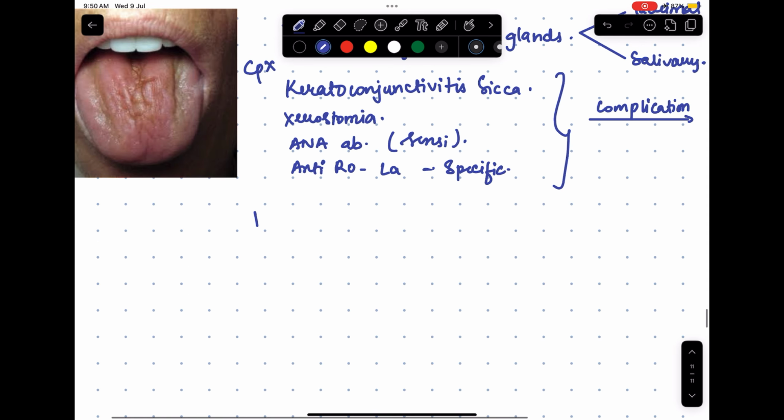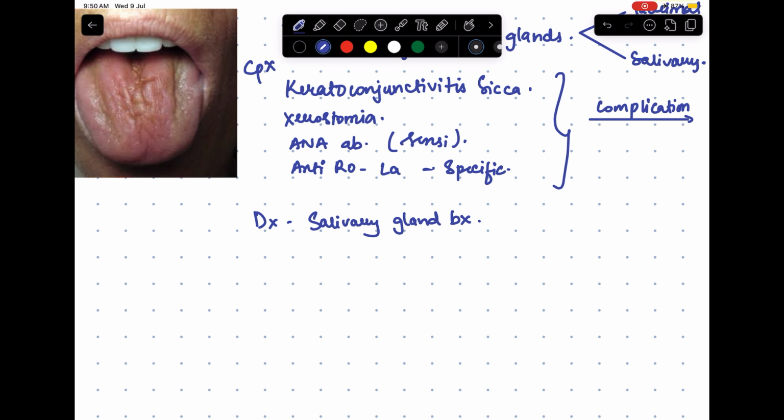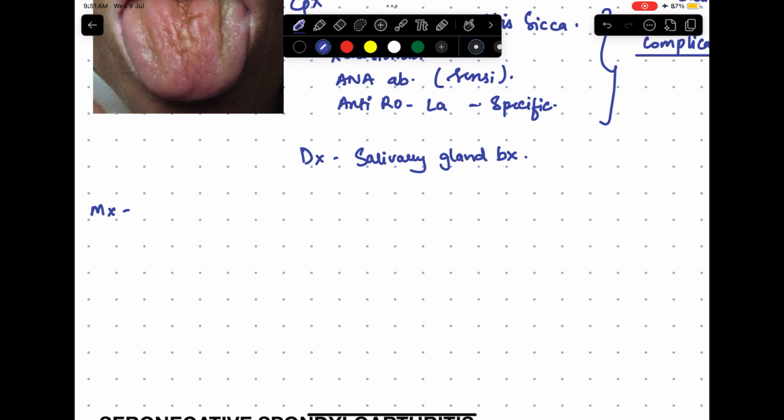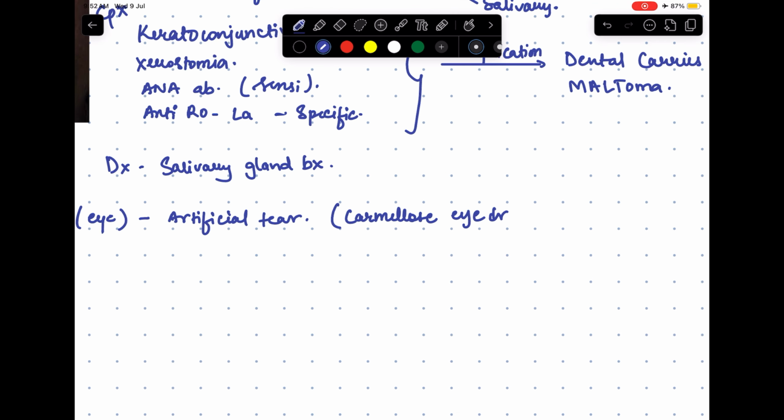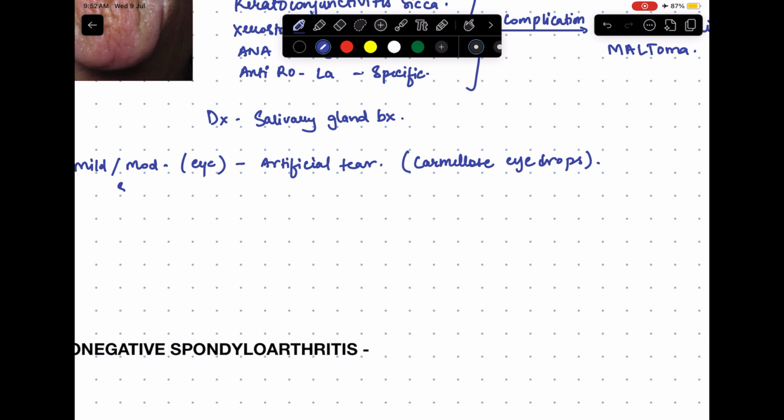Now for the diagnosis, this is important. We'll have to do salivary gland biopsy, and in that we'll find focal lymphocytic features. Now speaking of the treatment, if the disease is mild or moderate, we are dividing treatment on the basis of eye or salivary gland. So for the eye, if the disease is mild to moderate, we are using artificial teardrops, and if the disease is severe, then we are using cyclosporine, or we can refer the patient to an ophthalmologist.